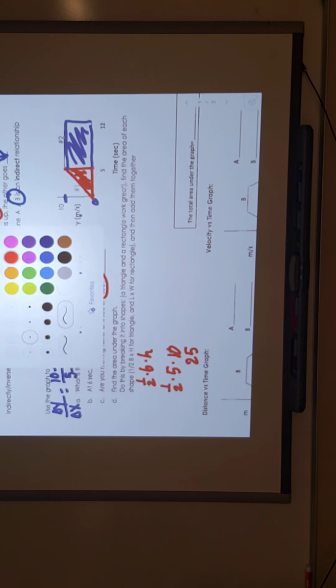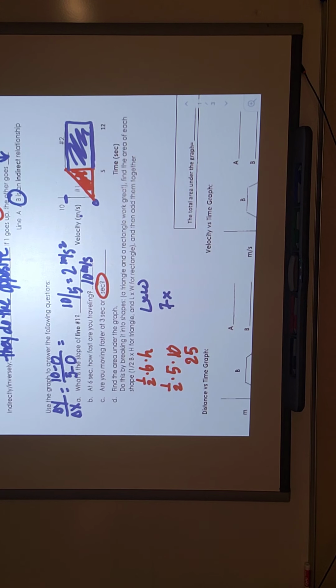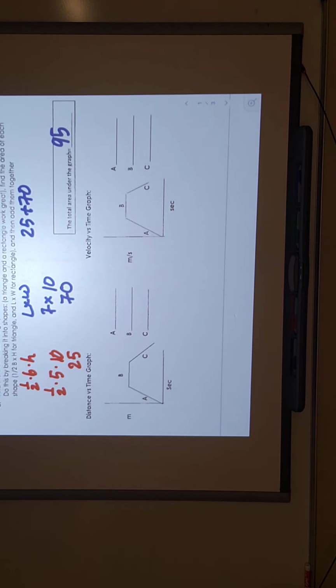Going into the rectangle, the length times the width, the length starts at 5 and goes to 12, so you have to subtract that and you get 7. And then the width of it is 10 from there to there. Multiply that and we get 70. To find the total area under the graph, we just have to add the 2 of them together. So 25 plus 70, and we get a total area of 95.